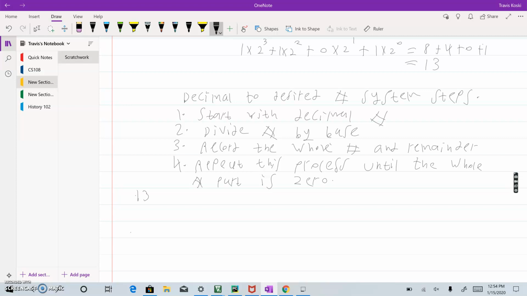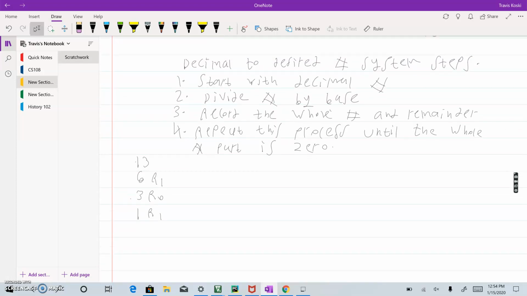So we want to divide by 2. 13 divided by 2 is 6, with a remainder of 1. 6 divided by 2 is 3 with a remainder of 0. 3 divided by 2 is 1 with a remainder of 1. And 1 divided by 2 is 0 with a remainder of 1. So we're all done with this loop.